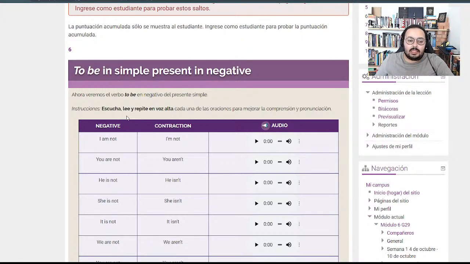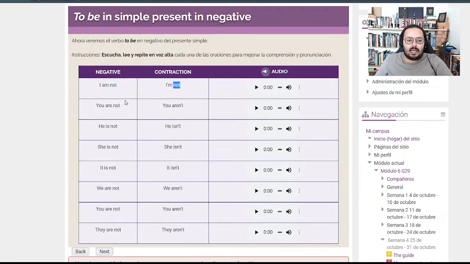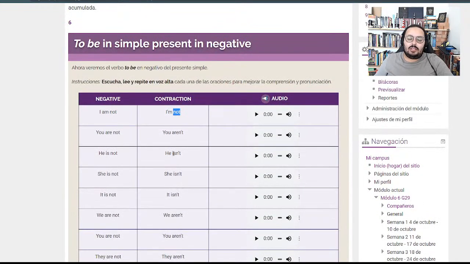So, now, the negative form, which is it? Well, the negative form is formed with the personal pronoun plus the verb to be and the negative particle not. So, for I am not, we said I'm not, which is a contraction. You are, in negative, it is you are not, and you aren't, the contraction. He is not, he isn't. She is not, she isn't. It is not, it isn't. We are not, we aren't. You are not, you aren't. They are not, they aren't. And this means yo no soy, tú no eres, él no es, él no está, tú no tienes.